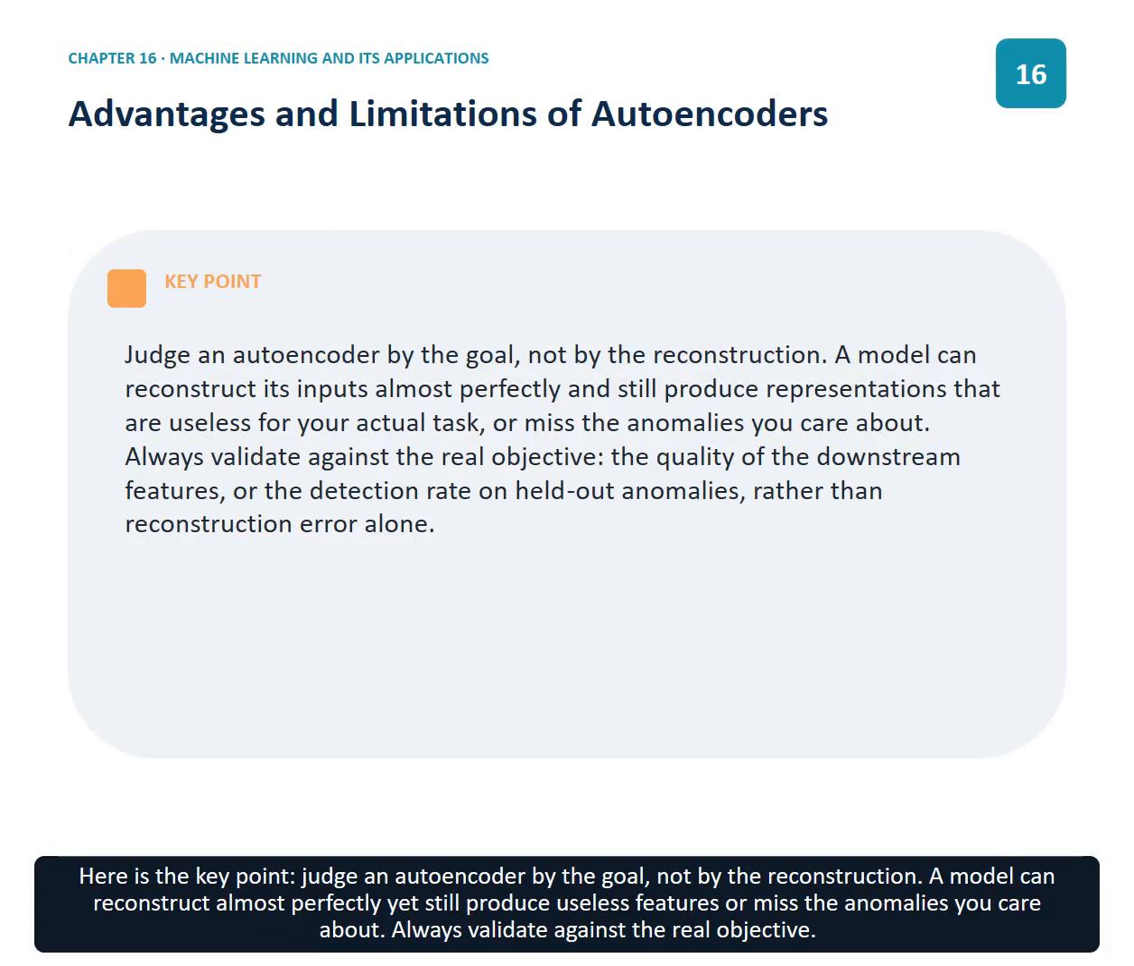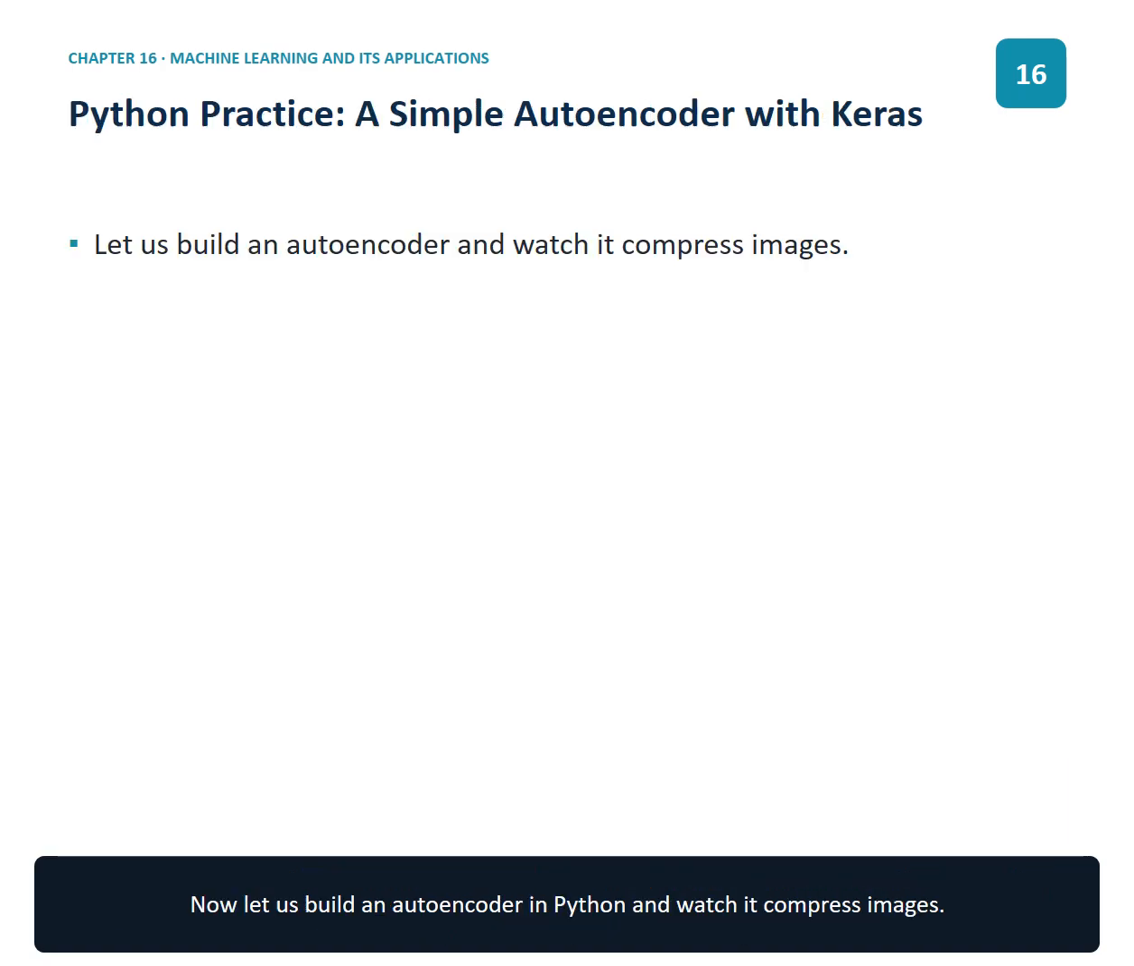Here is the key point. Judge an autoencoder by the goal, not by the reconstruction. A model can reconstruct almost perfectly, yet still produce useless features or miss the anomalies you care about. Always validate against the real objective. Now let us build an autoencoder in Python and watch it compress images.